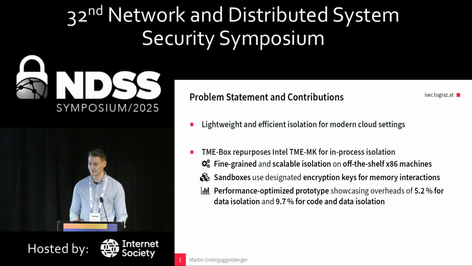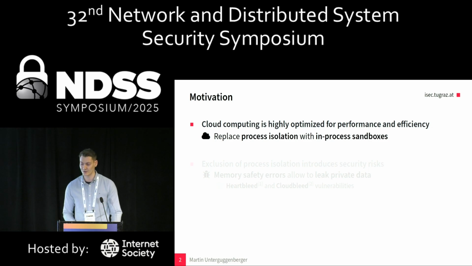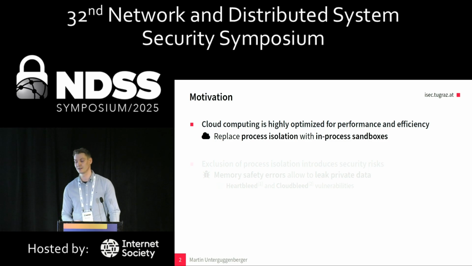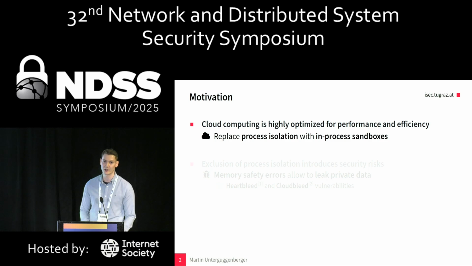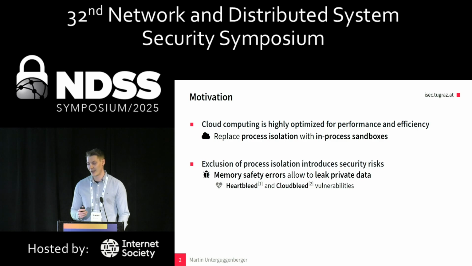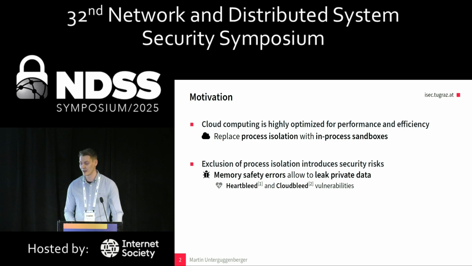data isolation. As a quick motivation, as we heard earlier today, cloud computing is highly optimized for performance and efficiency. One way to achieve this is to replace heavyweight isolation mechanisms, such as process isolation, with in-process sandboxes. However, the exclusion of process isolation introduces security risks, as memory safety errors would allow leaking private data, such as confidential key material or authentication tokens. A few examples from the past are the Heartbleed or the Cloudbleed vulnerabilities.